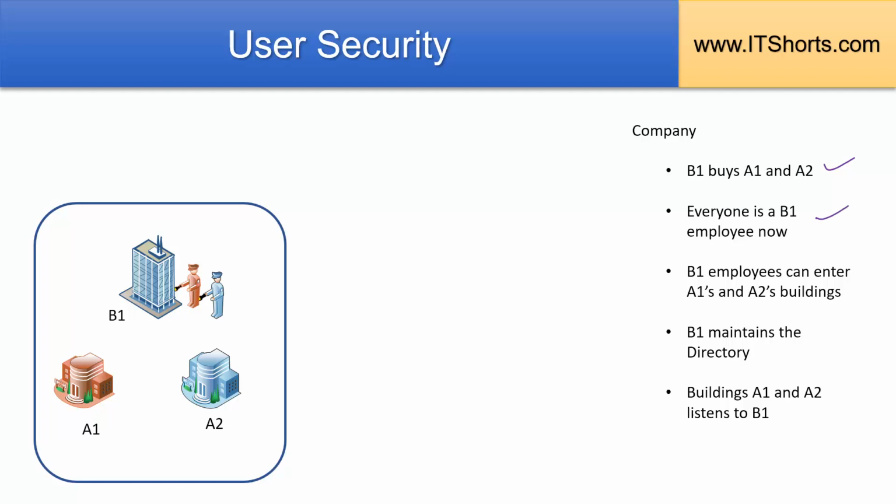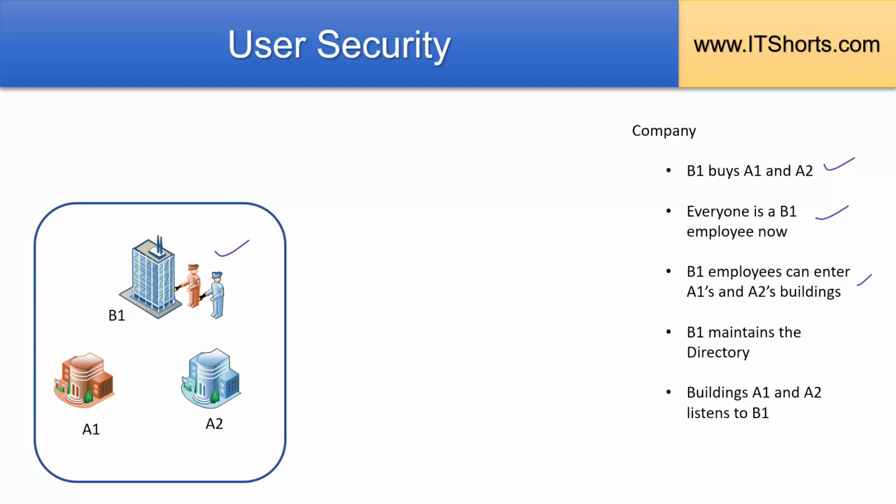Now, the company B1 has three buildings under its control: its own building B1, which it calls the head office, and the buildings of A1 and A2. It says every B1 employee can enter any of these three buildings. So, in essence, the head office will maintain the directory of employees, and these employees can enter not only the building B1 but also the buildings A2 as well as A1 by showing their employee badge.